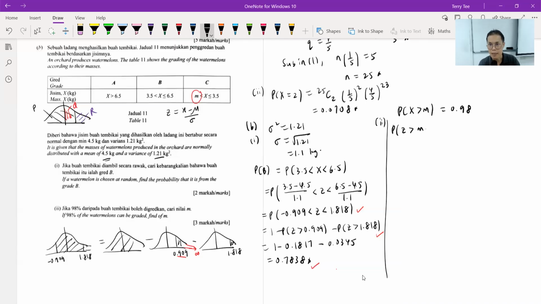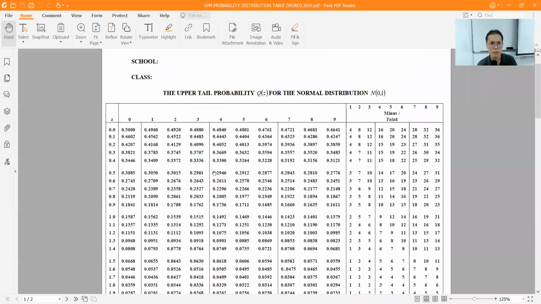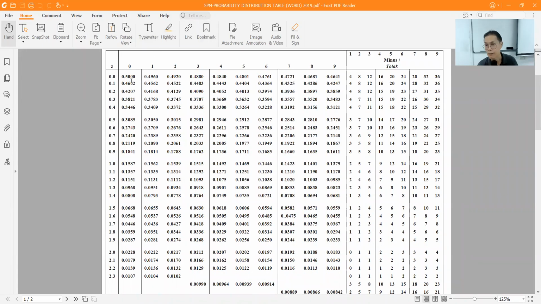We take M minus your mean, 4.5, over standard deviation 1.1, equals 0.98. So the problem is we cannot read 0.98 from your calculator. We know obviously this one has to be on the left. M minus 4.5 divided by 1.1. This area is 0.98. Your mathematical table can only read the upper tail for values less than 1. If you don't believe me, come, let's look at your mathematical table. All the probabilities are less than 0.5. So you cannot read this directly.